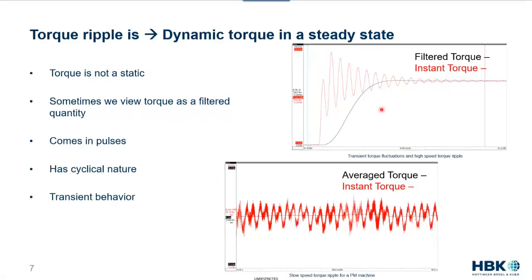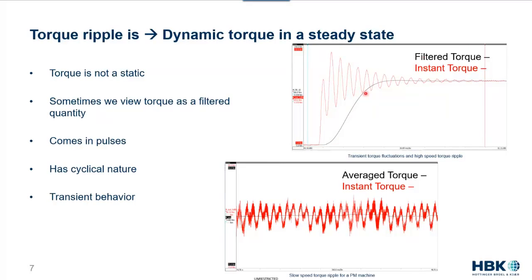So I've got an example graph here in the upper right that shows a load step being applied to the motor. And I'm showing you two different torque signals. The first is instantaneous torque or high bandwidth torque, and you can see that when that load step is applied to the motor, the torque really oscillates around in response to that load step before it settles off into a steady state. Now the black trace that you see here is a filtered version of that instantaneous torque signal.